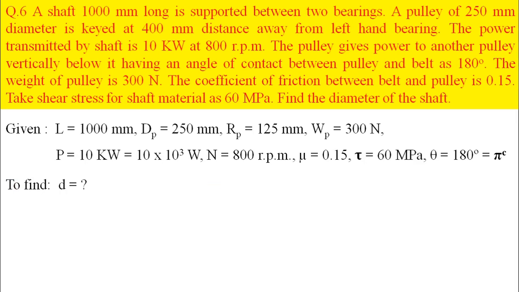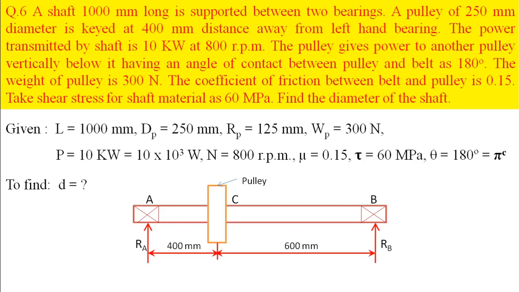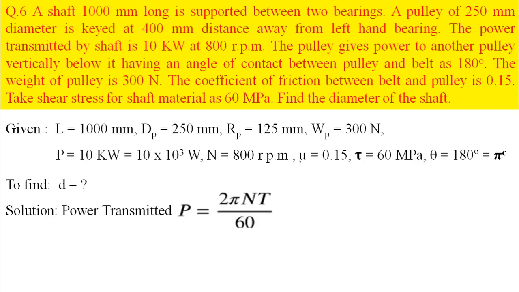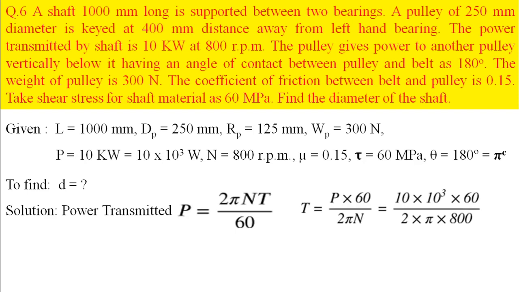This is the arrangement which is given in the problem. The pulley is attached from the left hand side at 400 mm. We can see in the arrangement the pulley is attached from the left hand bearing at 400 mm at point C. Now we know the power transmitted is given by capital P is equal to 2 pi N T upon 60. In this equation we put the values of parameters. From that we calculate torque.